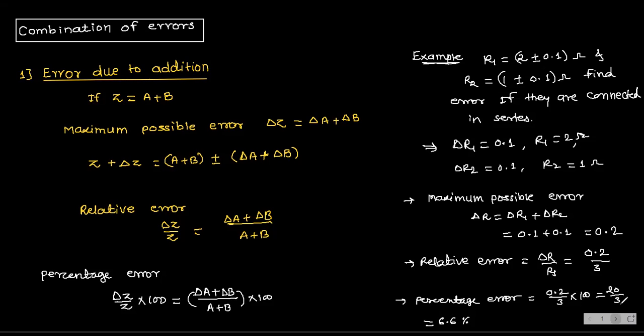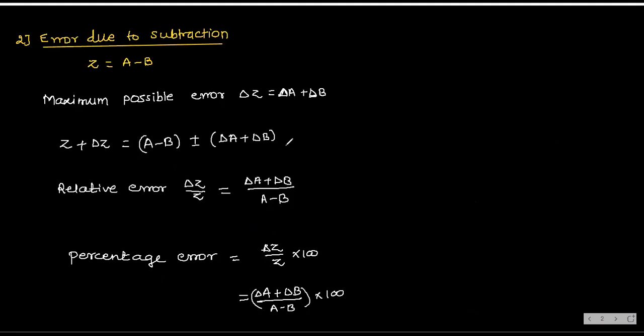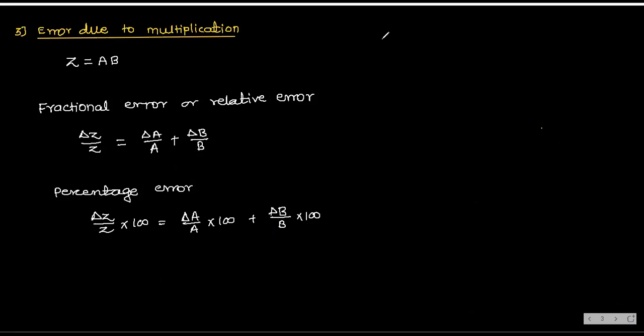Understand? Similarly, subtraction is same like that only. Just subtraction you have to do, denominator you will get a minus b. Next is here multiplication. So I am solving one problem on this also. Let's start from here because I need some space.